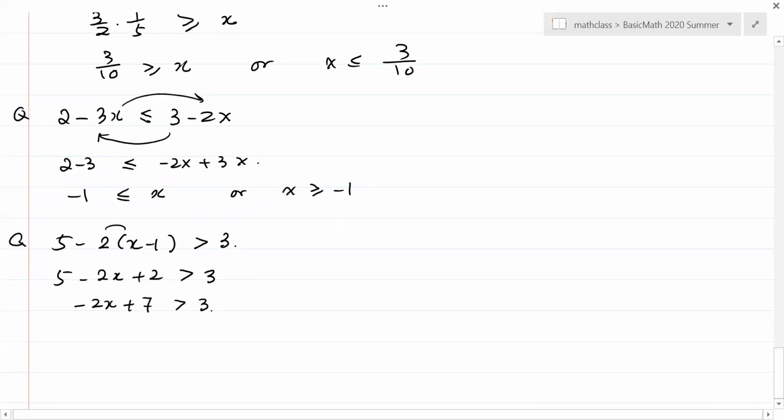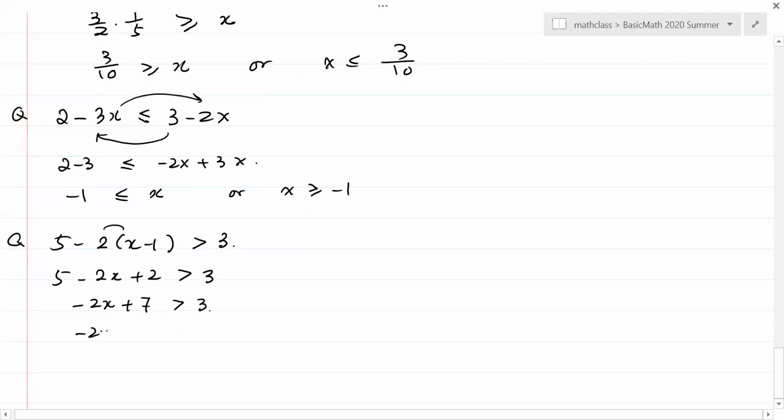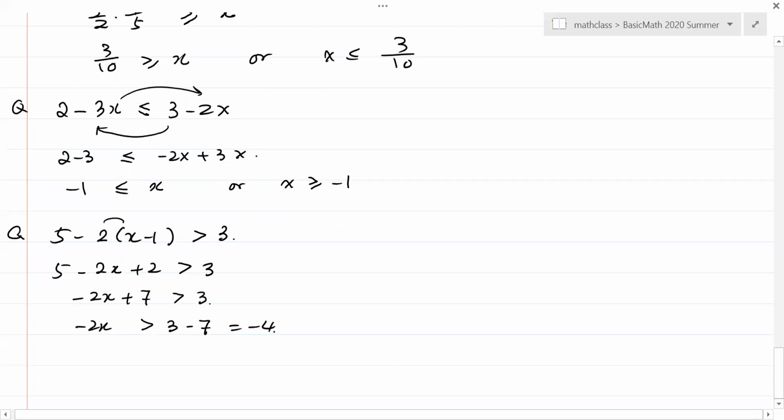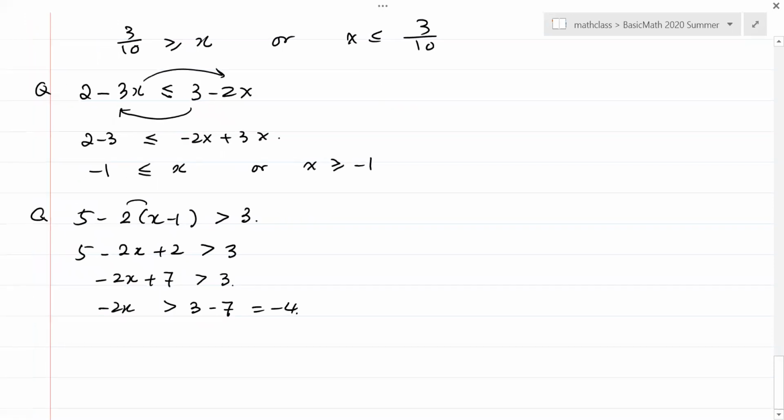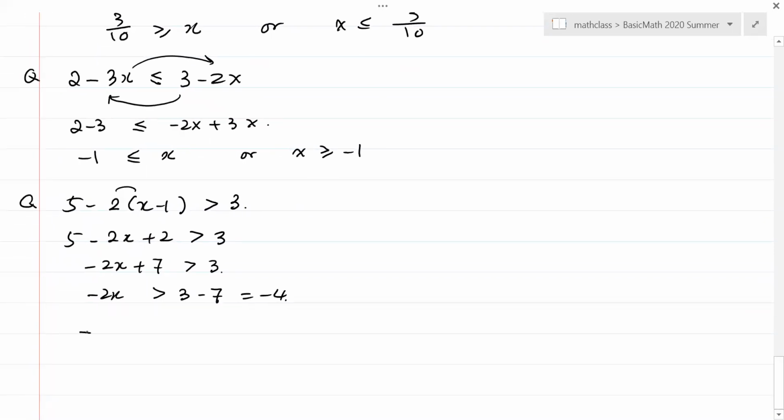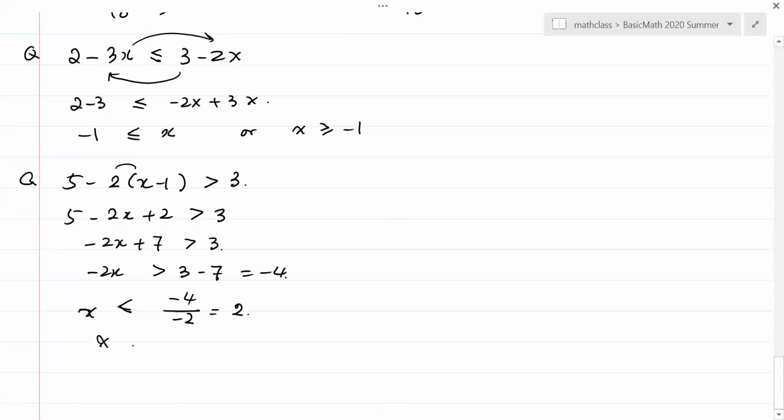Okay. The next step is you move 7 to the right-hand side. You change the sign, which is going to be negative 4. Okay. Then you divide both sides by negative 2. You divide both sides by negative 2, change the direction of the inequality. Greater than becomes less than, and that's supposed to be 2. Okay, so the answer would be x less than 2.